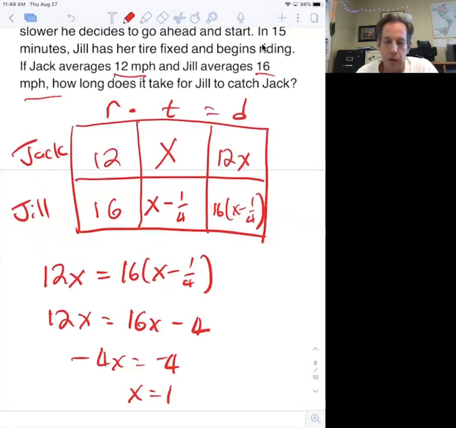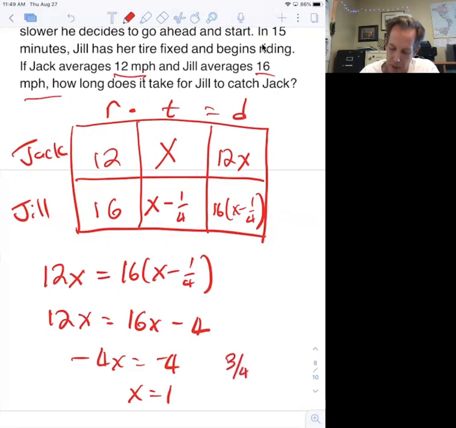And the question that we're answering is how long does it take Jill to catch Jack? In other words, once Jill starts to ride her bike, how long does it take her to catch up to Jack? So we're going to go to Jill's time where we have to plug in 1 for x. So 1 minus 1/4 is 3/4.